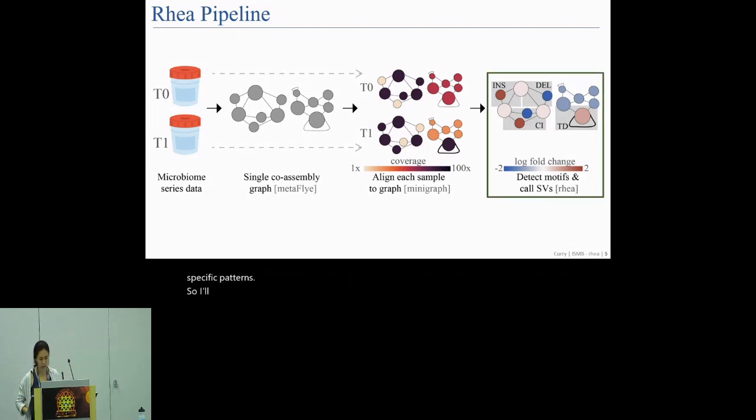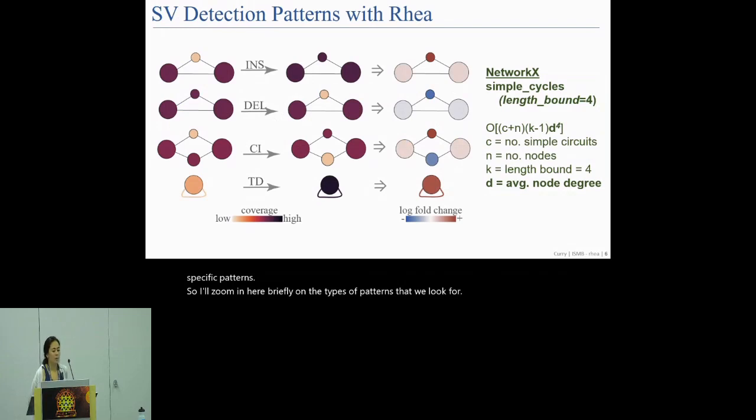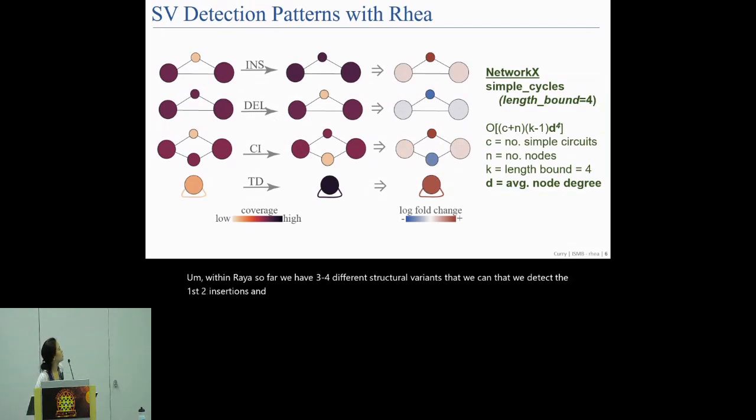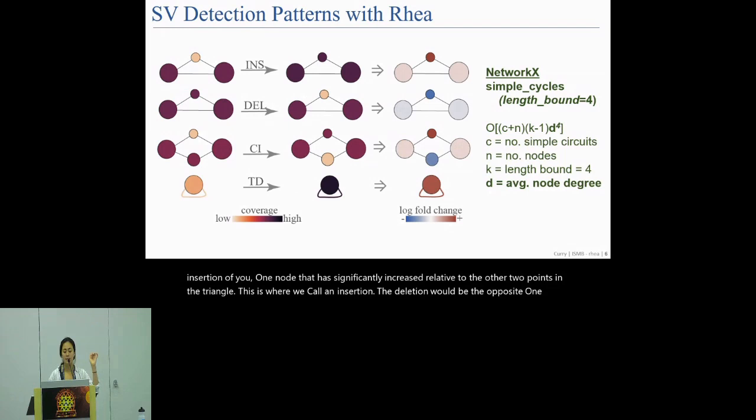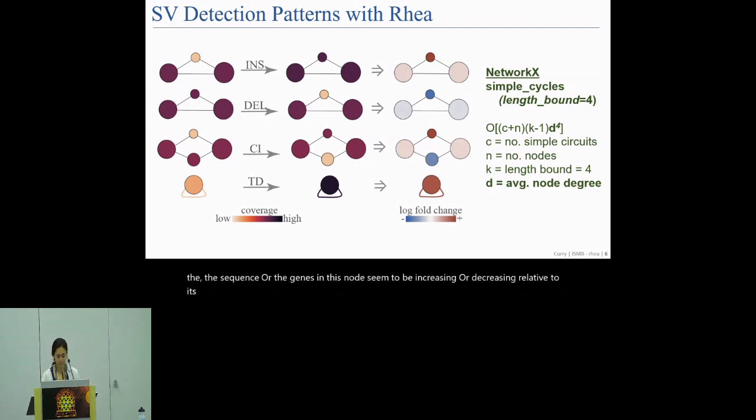So I'll zoom in here briefly on the types of patterns that we look for. Within Rhea so far, we have 4 different structural variants that we detect. For the first 2, insertions and deletions, we look for a triangle where one node is an outlier. For an insertion, one node has significantly increased relative to the other 2 points in the triangle; this is where we'd call an insertion. A deletion would be the opposite, one node that has a significant decrease. What that means is over time, for some reason, the sequence or the genes in this node seem to be increasing or decreasing relative to its community.